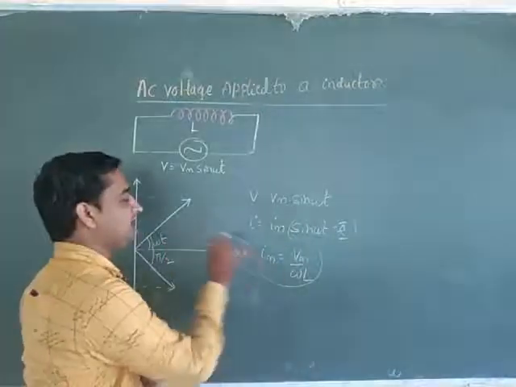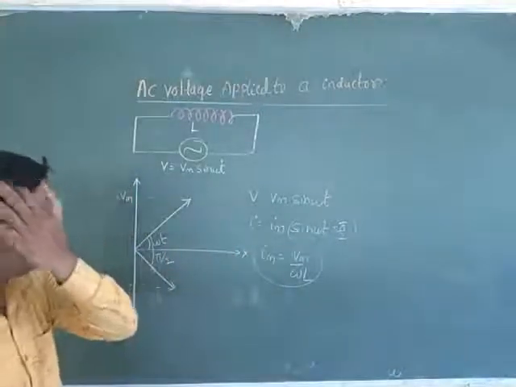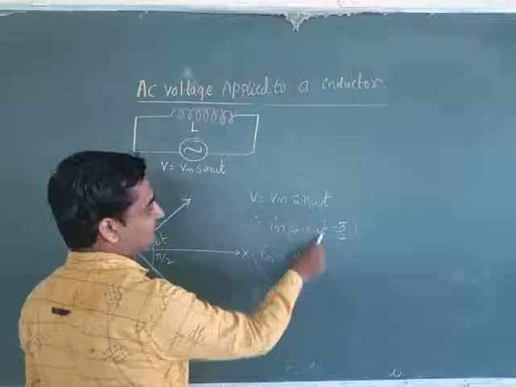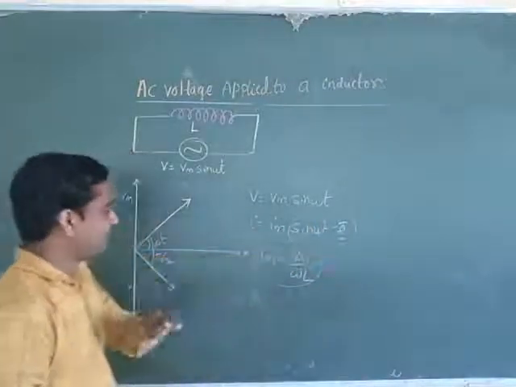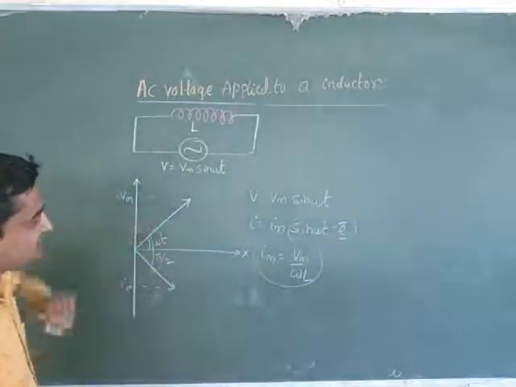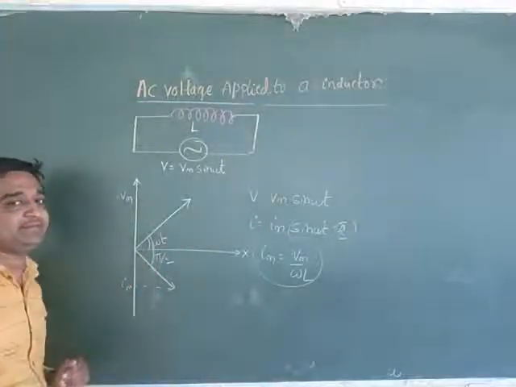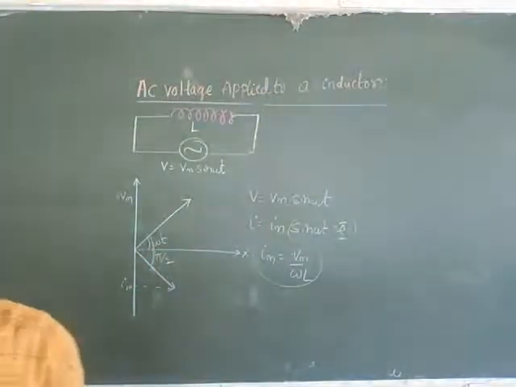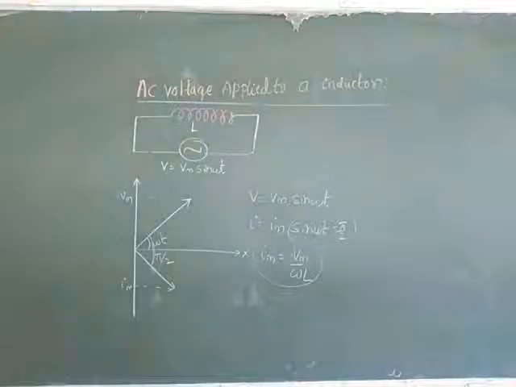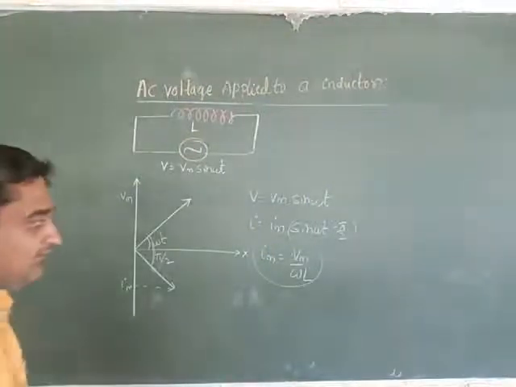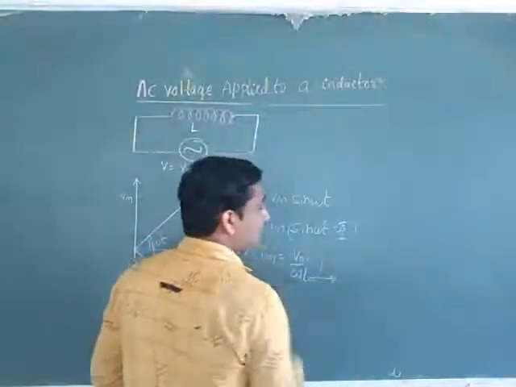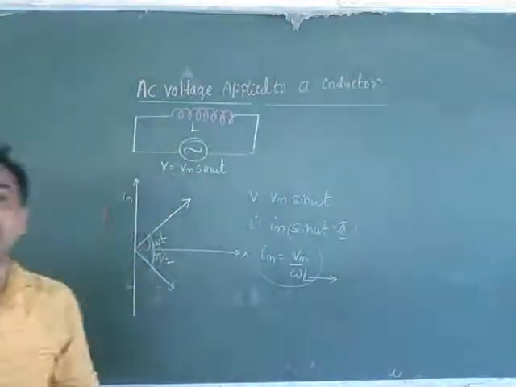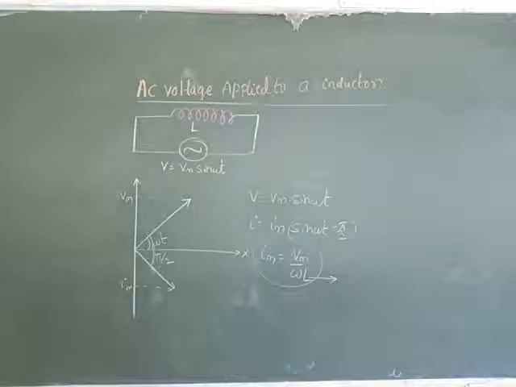Im is the peak value of the current, and the phase difference between the voltage and current is pi by 2. That means the current lags behind the voltage by an angle of pi by 2. In the relation Im is equal to Vm divided by omega L, the term omega L plays the role of resistance. What is meant by resistance? It opposes the flow of current.